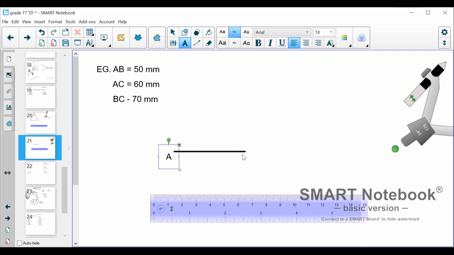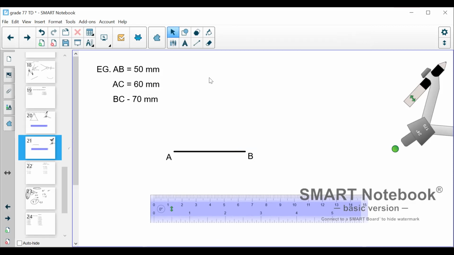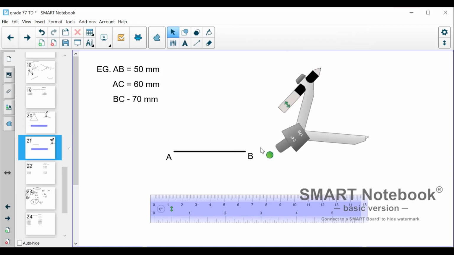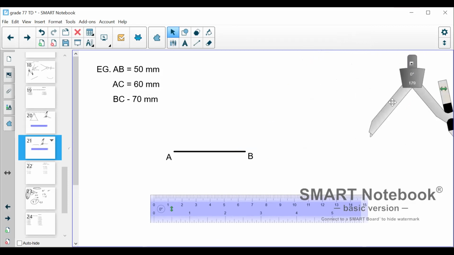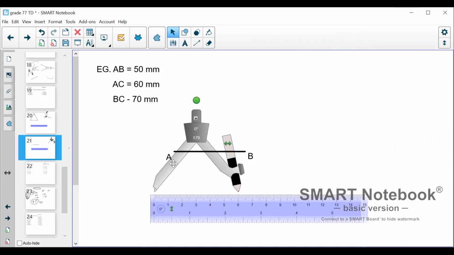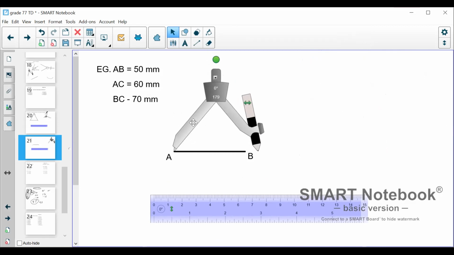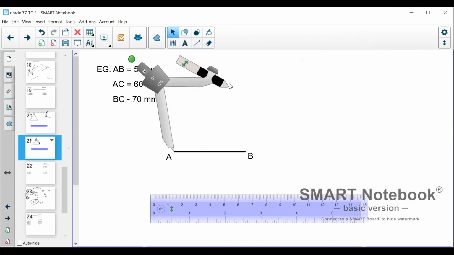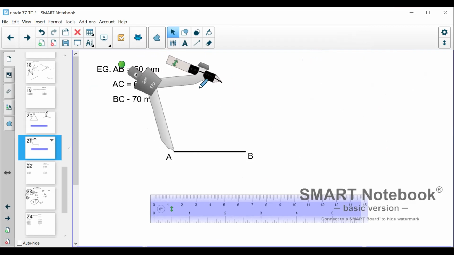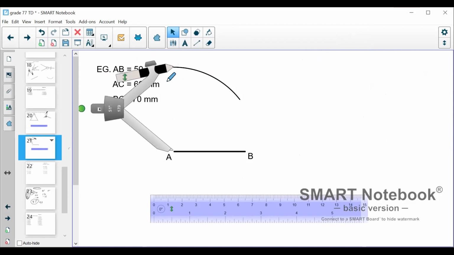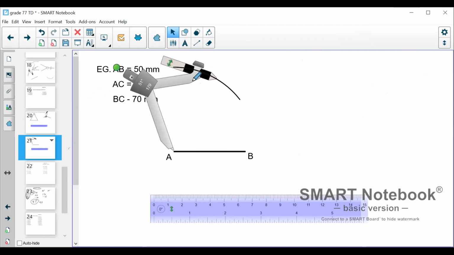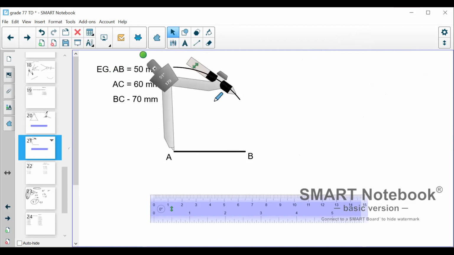You label A. All right, remember we always label. Good. Now we're looking for C. Remember, C is somewhere above. So again, we just use the pair of compasses and we find the respective measurements. And the first one, AC, is 60. So we go from A and we mark an arc. All right, now, again, we don't know where 60 would fall. So we just draw the arc a little bit long, right? Just to be on the safe side.